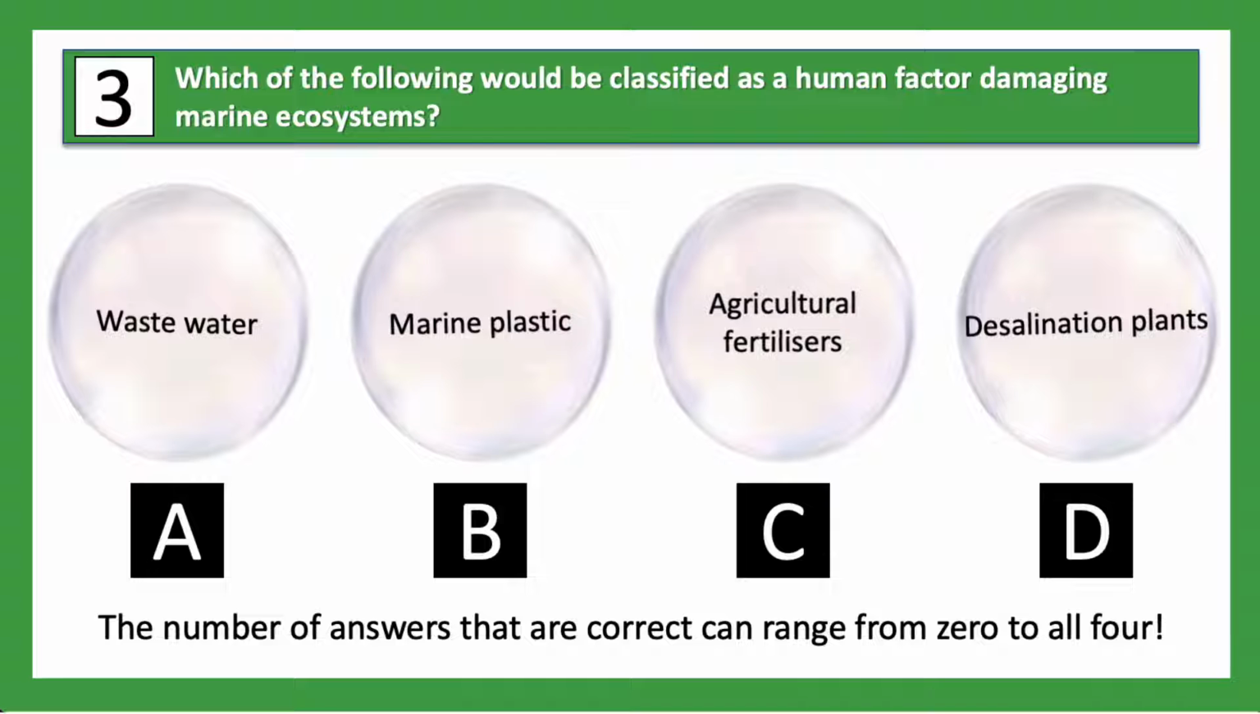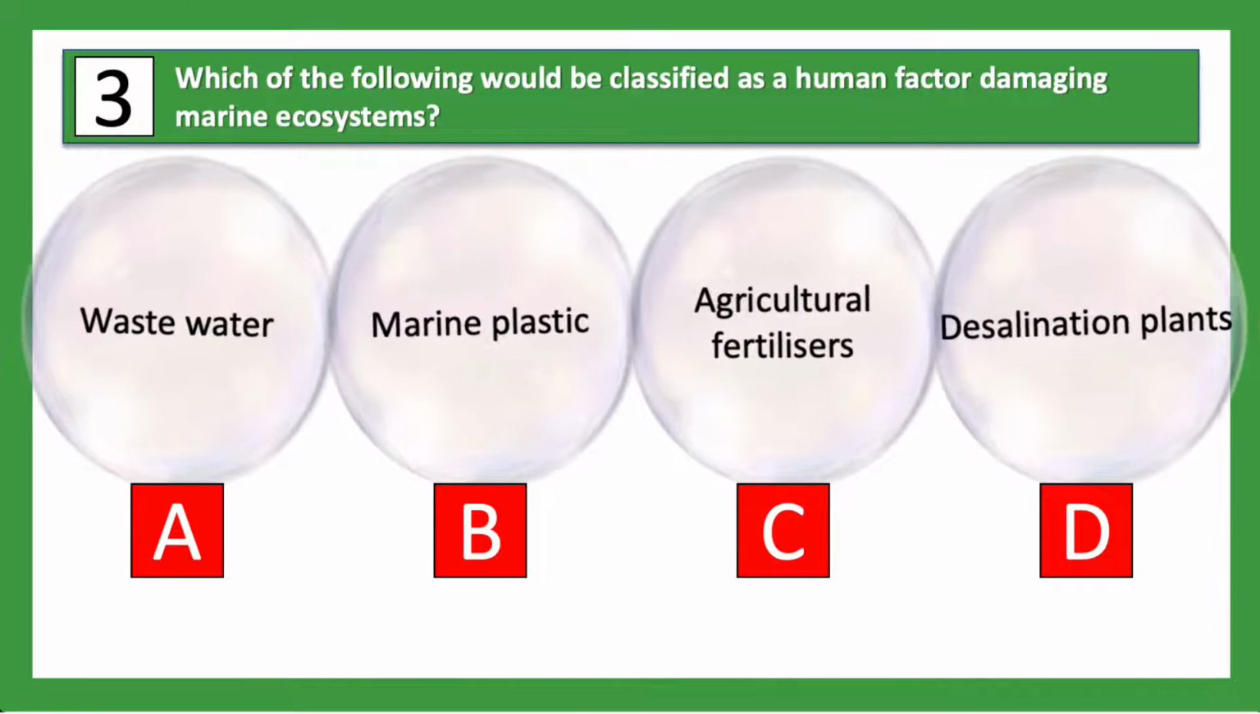And for question 3, which of the following would be classified as a human factor? So we're doing the opposite now. Damaging marine ecosystem. Wastewater, marine plastic, agricultural fertilizers, or desalination plants? What do you think? A, B, C, D? Okay, let's reveal the answers. All of them, well done.